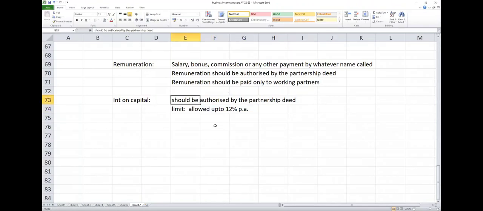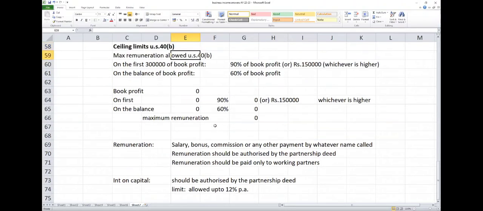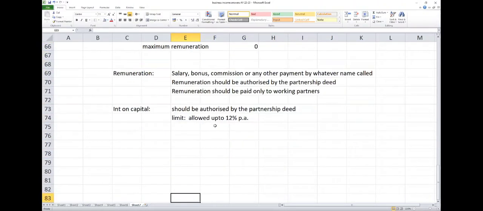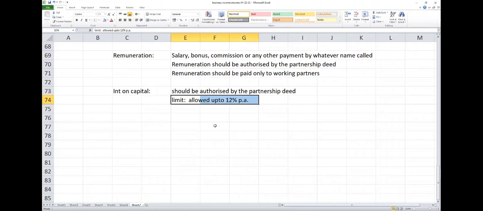The deed, and the maximum is 12%. Just as we saw the maximum ceiling here, first 3 lakhs of book profit and balance 60%, similarly here the limit for interest on capital is 12%. Suppose the firm pays 15% interest on capital, 3% will be disallowed in the hands of the firm. The 12% that is allowed will be taxed in the hands of the partners.